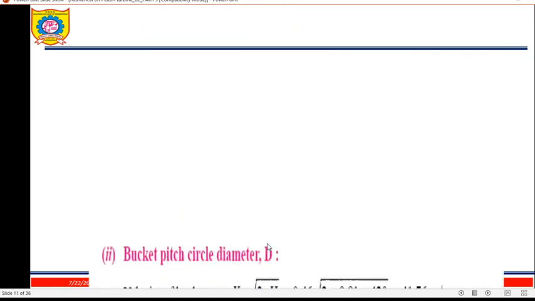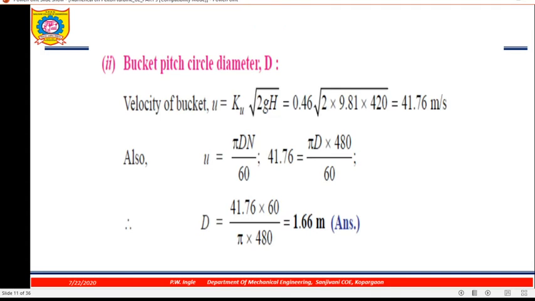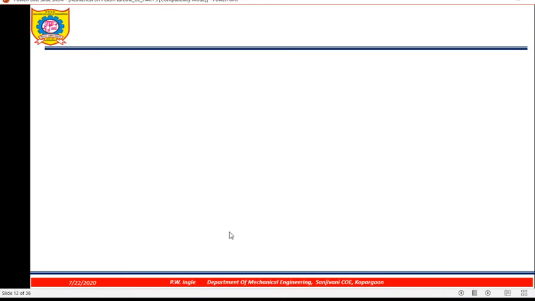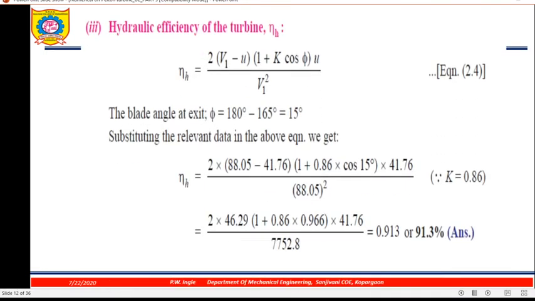Small a. Then we have to calculate what? D. So U equal to pi D N by 60. So first of all you calculate U, Ku under root 2gH. So you will calculate D as 1.66 meter. Then hydraulic efficiency, you can use this formula. So phi angle is 15 degree. Then K is also given, 0.86. This formula we are getting from the derivation of the hydraulic efficiency equation.